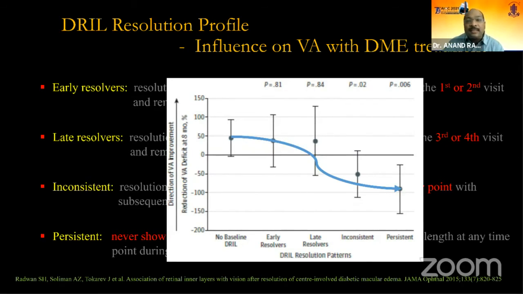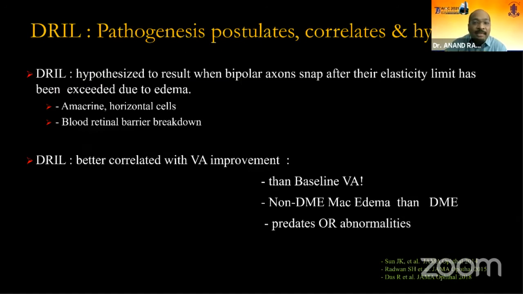So the pathogenesis postulates correlation hypothesis for drill. It is hypothesized to result when bipolar axons snap after their elasticity limit has been exceeded due to the mechanical effect of the edema. Collateral damage also to amacrine cells, horizontal cells, inner retinal breakdown, and drill is better correlated with visual acuity improvement, even better than the baseline visual acuity. So it's a better surrogate marker of final acuity. And this correlation was stronger with non-DME macular edema like RVO macular edema, uveitic macular edema than DME itself, because DME has actually many other chemokines active possible. And it predates all the OR abnormalities that we're talking about, ELM, EZ, etc.